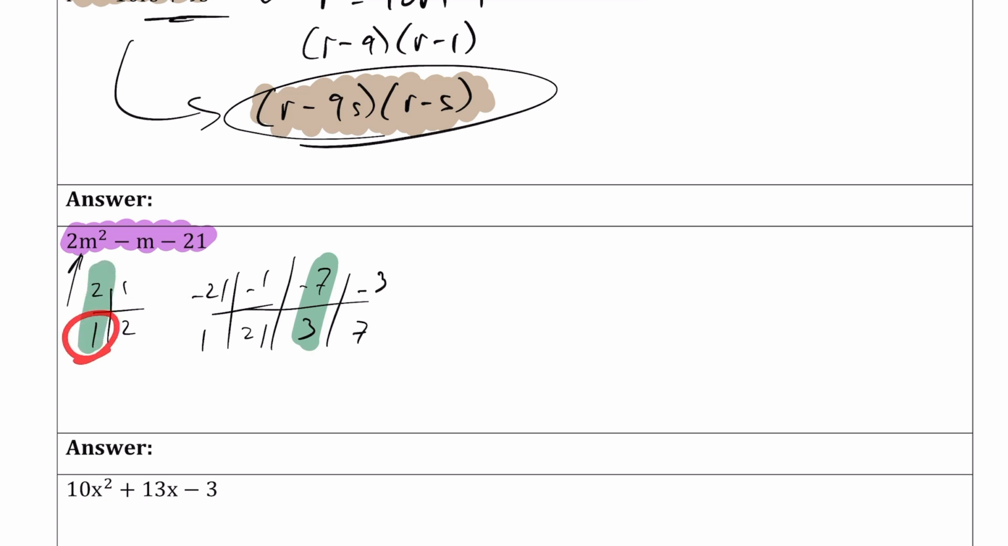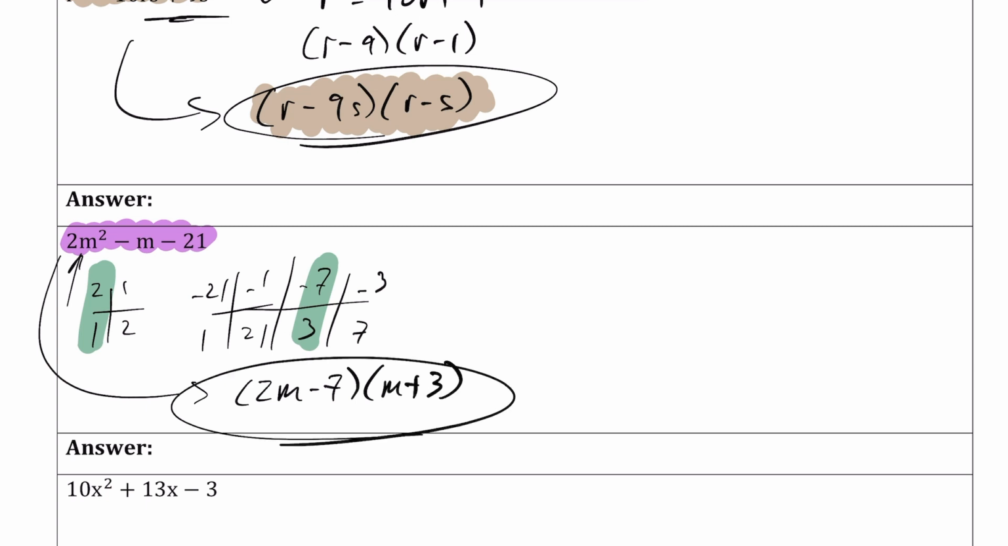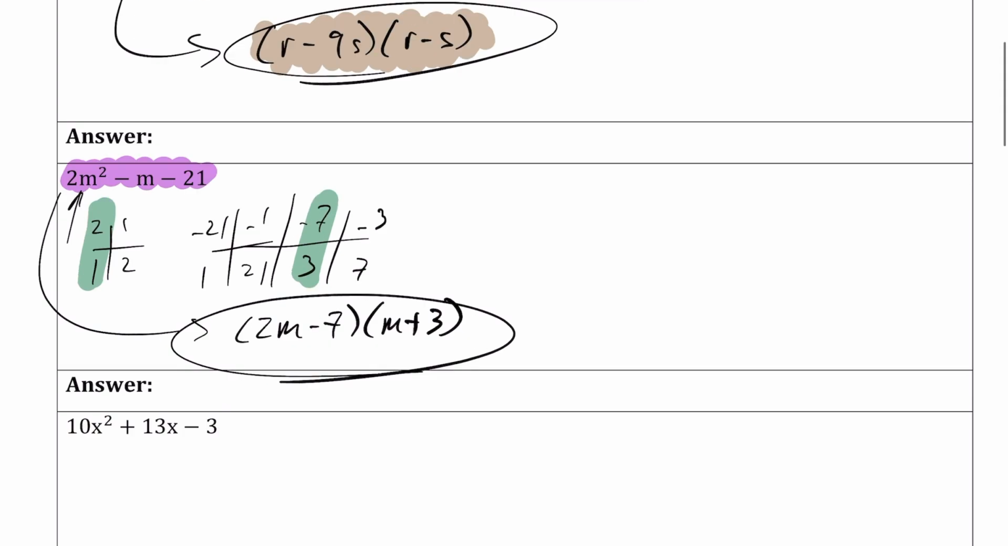together, you'll take these two together, that'll give you a negative 7 when you multiply. Taking these two together, that'll give you a 6. Adding those together, you get that negative 1 that you want. So this will factor into, reading this from left to right, we get 2m minus 7 times m plus 3. And that one is factored. Let's take a look at another.